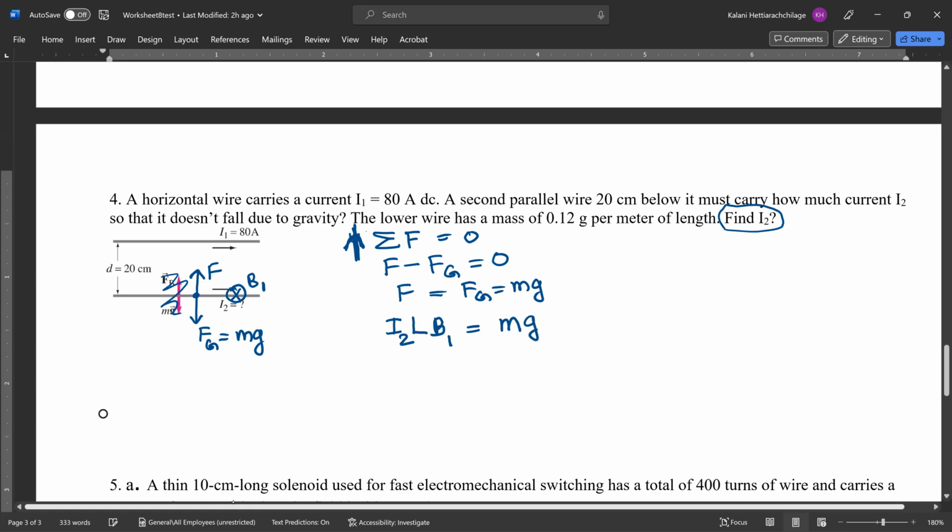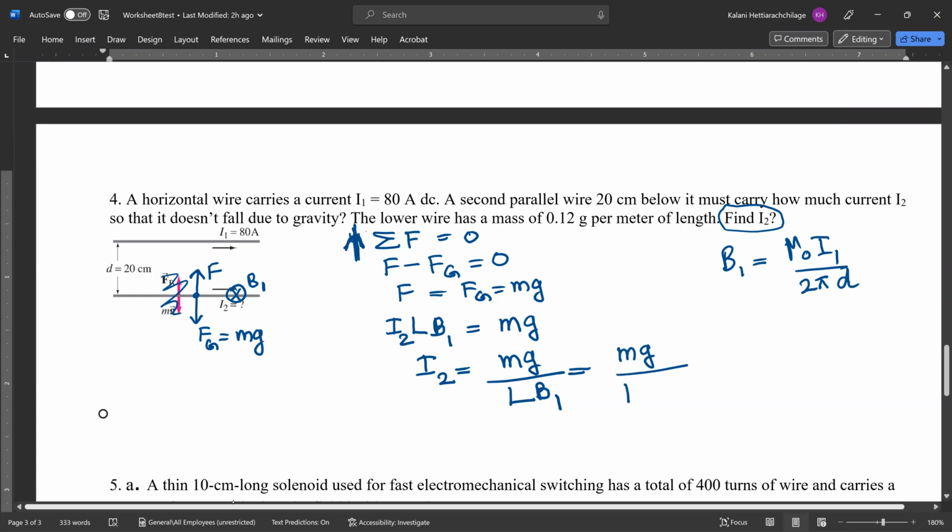And mg, what I need to find is I2. I2 will be mg divided by length and B1, right? So now it's very important. How do you know the B1? B1, I label from the top wire, is mu naught I1 over 2 pi and distance, you see that D, distance D, right? Let's plug that in here also, then we can calculate the number: mg divided by L, and I have mu naught I1 in the denominator and 2 pi and D will go to the numerator.